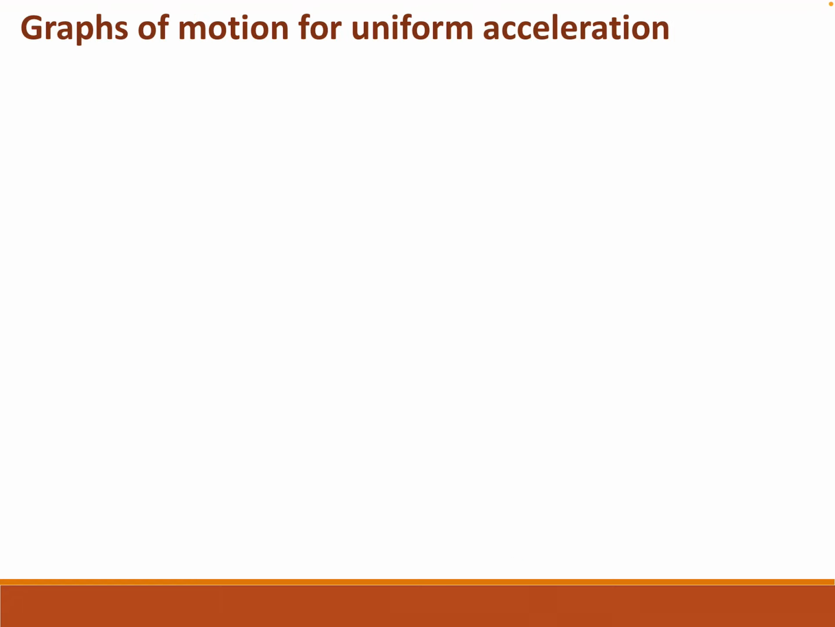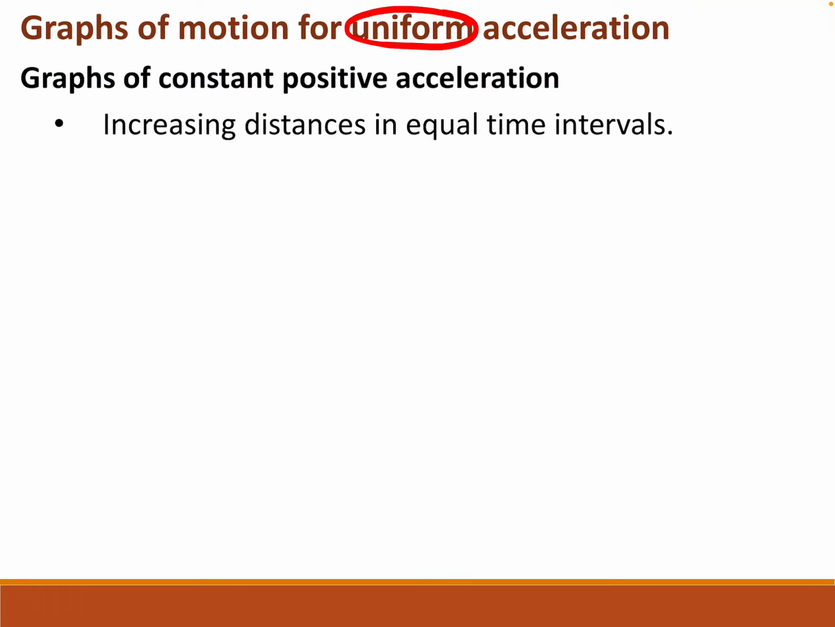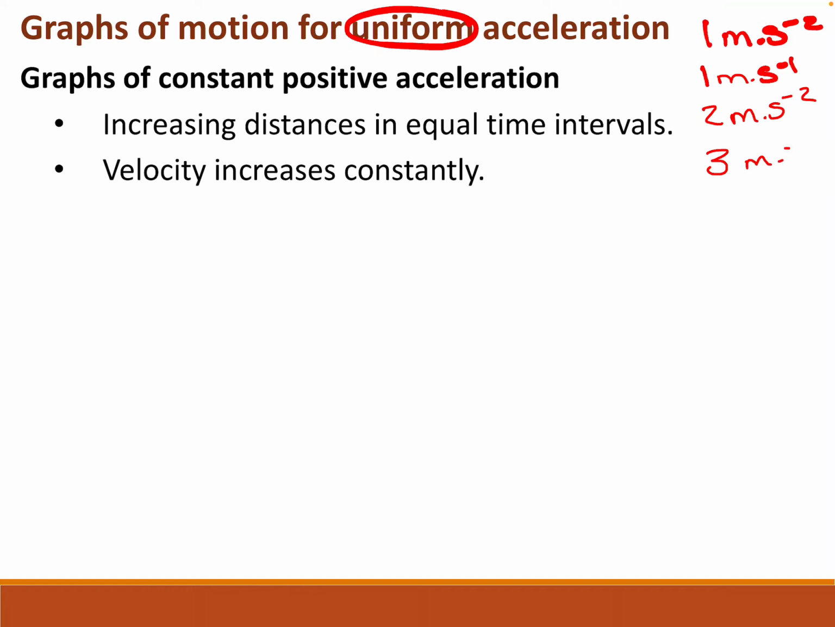Nice and straightforward. But what happens if there's uniform acceleration? Uniform acceleration means there's a constant acceleration, so your velocity is constantly changing. There's an increasing amount of distance covered in equal time intervals. So if I'm saying it's accelerating at 1 meter per second squared, it means in the first second it's going at 1 meter per second. In the second second it's now going at 2 meters per second. Then it'll be going at 3, etc. So every second it's going to cover a bigger distance.